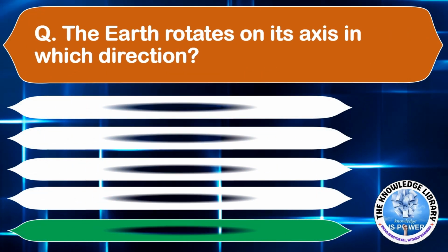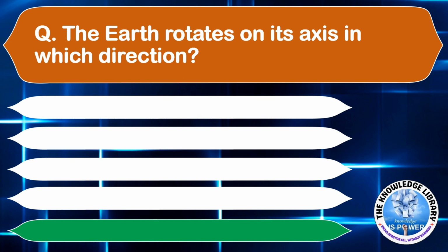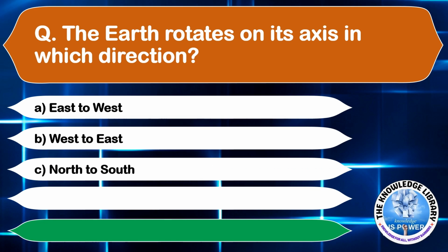The Earth rotates on its axis in which direction? Option A, east to west. Option B, west to east. Option C, north to south. And option D, south to north. The correct answer is option B, west to east. Moving on to the next question.